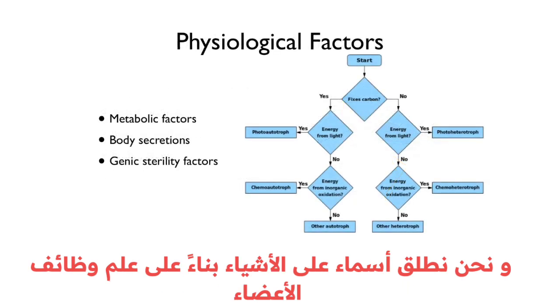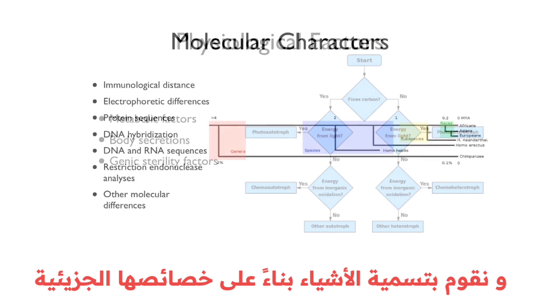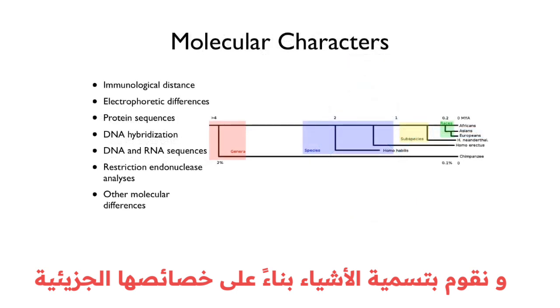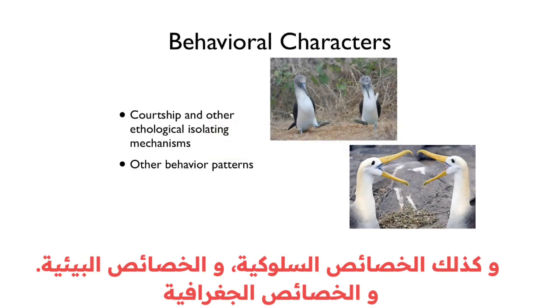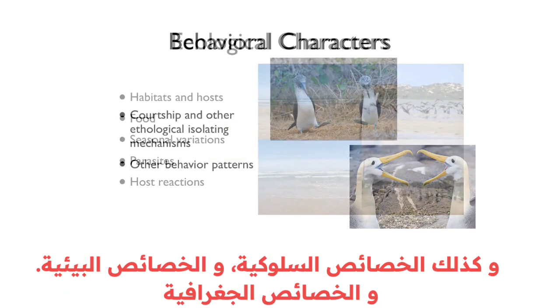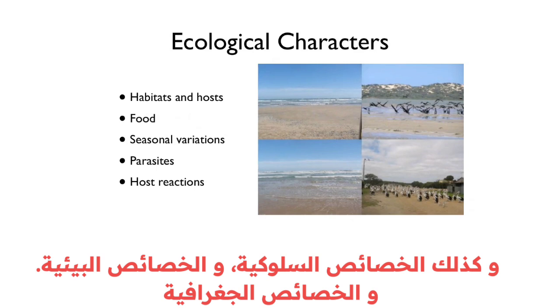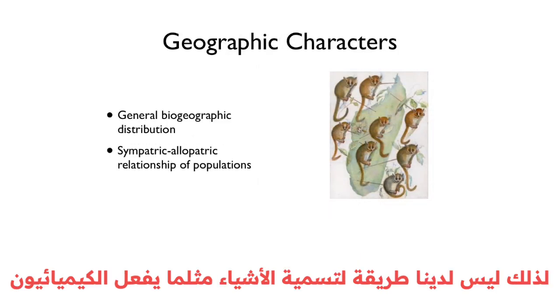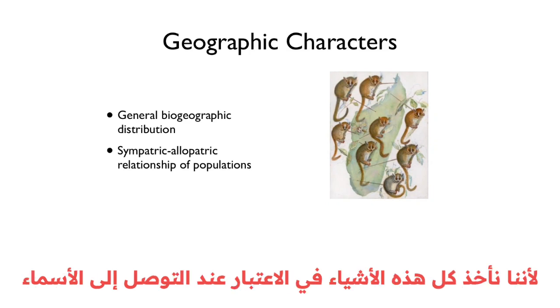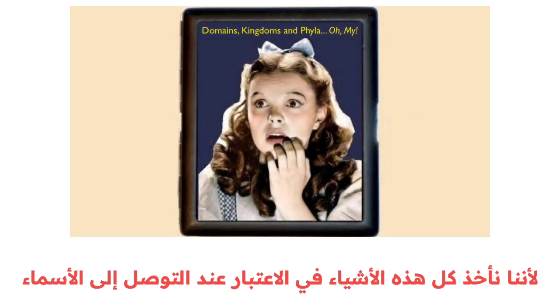We name things based on physiology. We name things based on molecular characteristics. This obviously is a fairly modern one that Linnaeus and his peers certainly did not have. Behavioral characteristics, as well as ecological characteristics and geographic characteristics. So we don't have a way to name things like chemists do because we take all of these things into consideration when coming up with names.